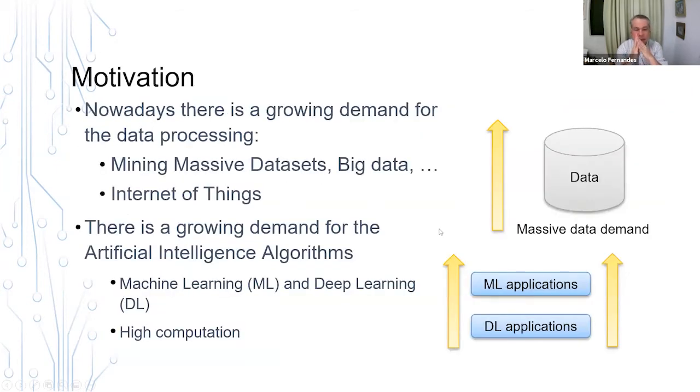So let me talk about the motivation. You understand, guys, that there are two big motivations that we need to accelerate deep learning algorithms. The first one is about massive data, the growing demand for data processing. Today we have many massive data sets, big data, and a lot of things.